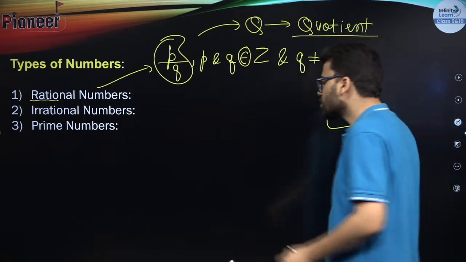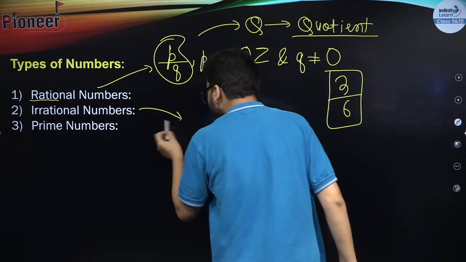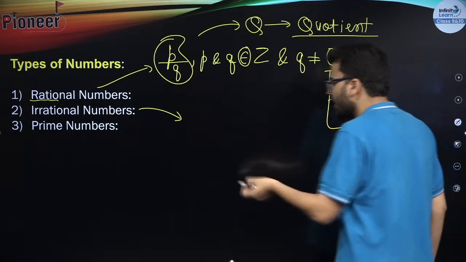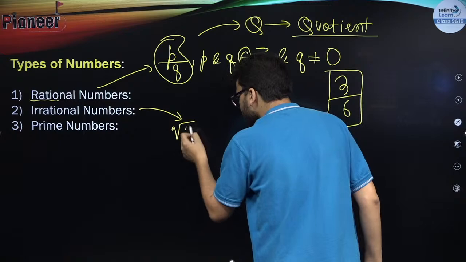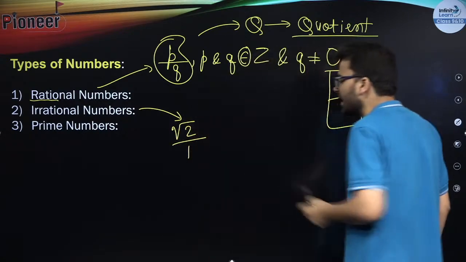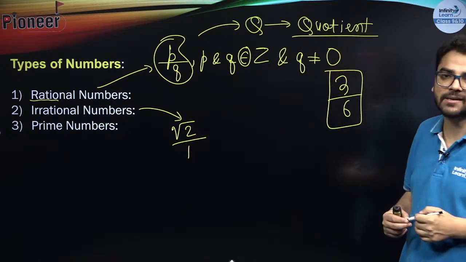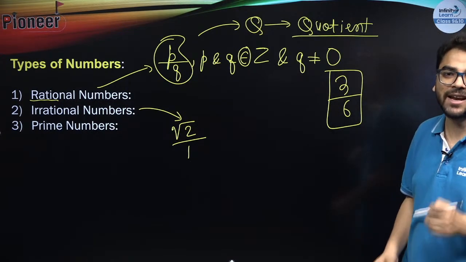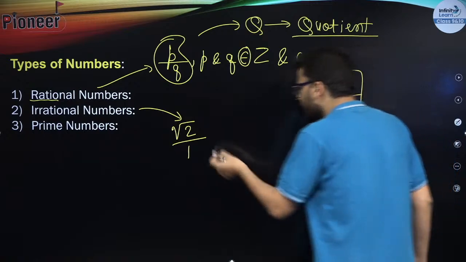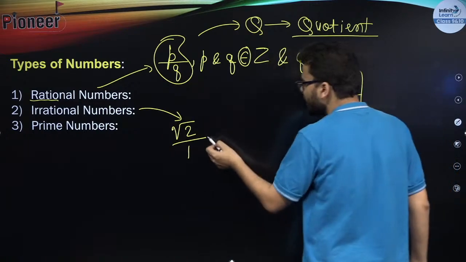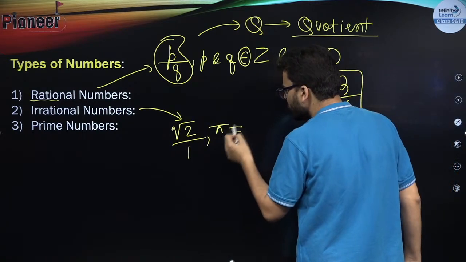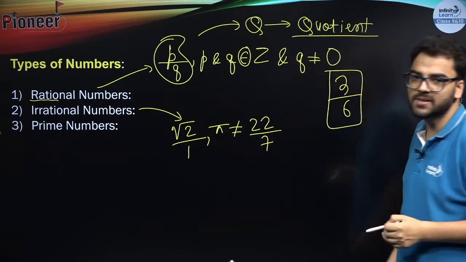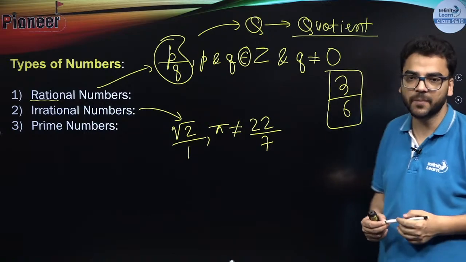Now what are irrational numbers? Numbers which cannot be written as a ratio of two integers are known as irrational numbers. For example, root 2. Even if you write root 2 upon 1, this is not a rational number because it cannot be represented as a ratio of two integers. So root 2 is not a rational number, it is an irrational number. In fact, pi is an irrational number. Pi is not equal to 22 upon 7. 22 upon 7 is just an approximate value of pi for calculative purposes.